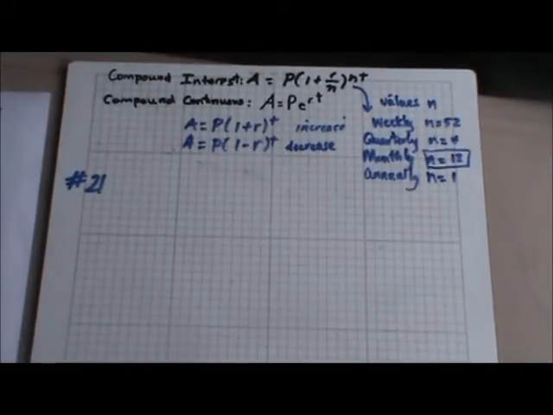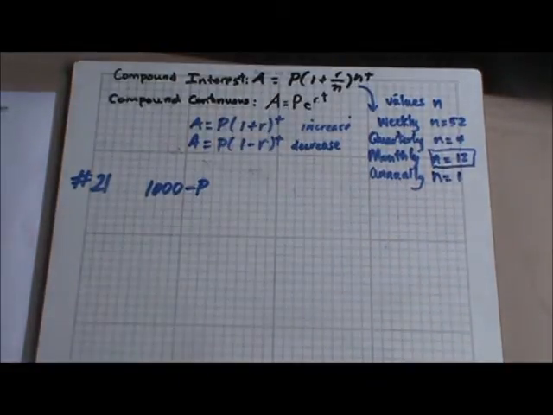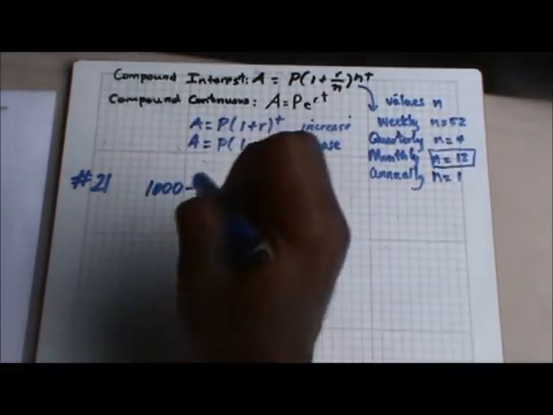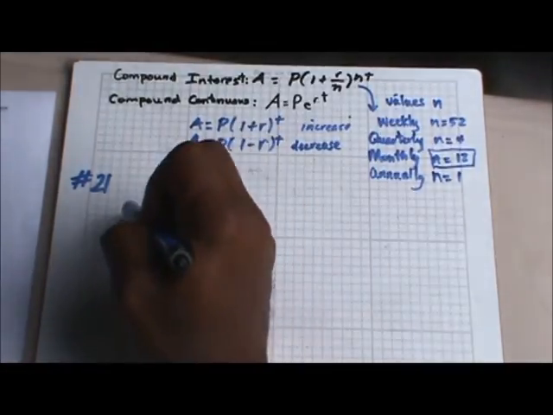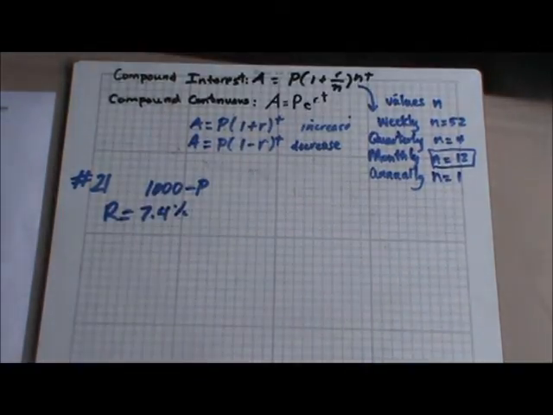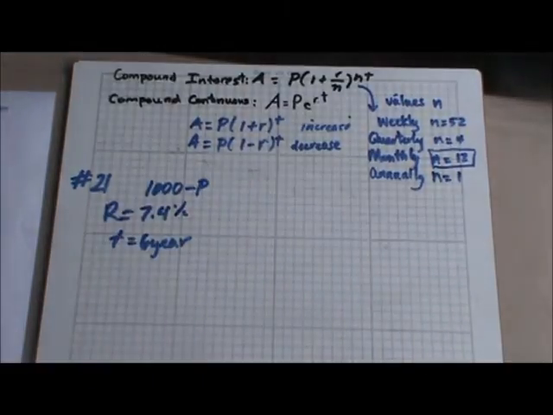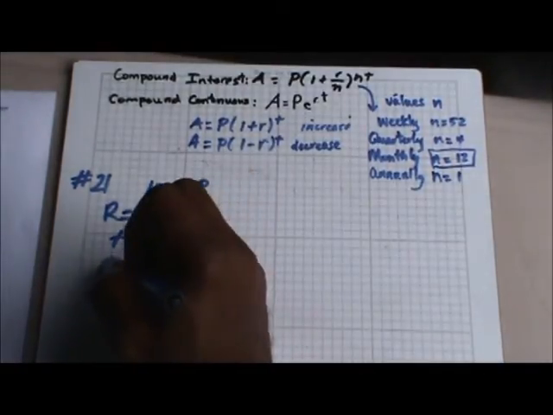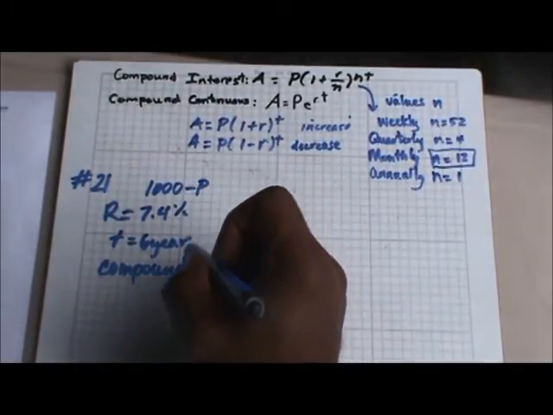Number 21, you deposit $1,000 into an account to save money for a car. The bank pays 7.4%. There's your R. If you neither deposit nor withdraw any money from the account, how much money to the nearest cent will be in the account after 6 years? T is equal to 6 years. If the interest is compounded continuously. Very clear what problem to do. We're doing that shampoo formula, that shampoo equation.